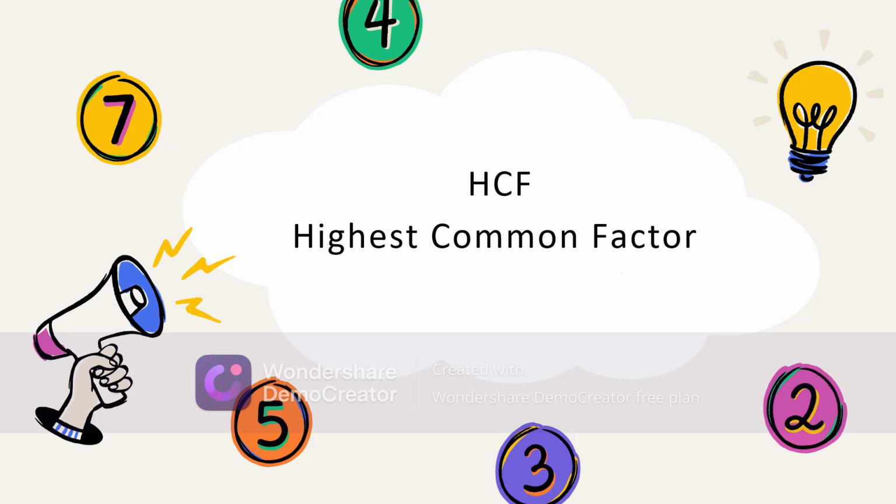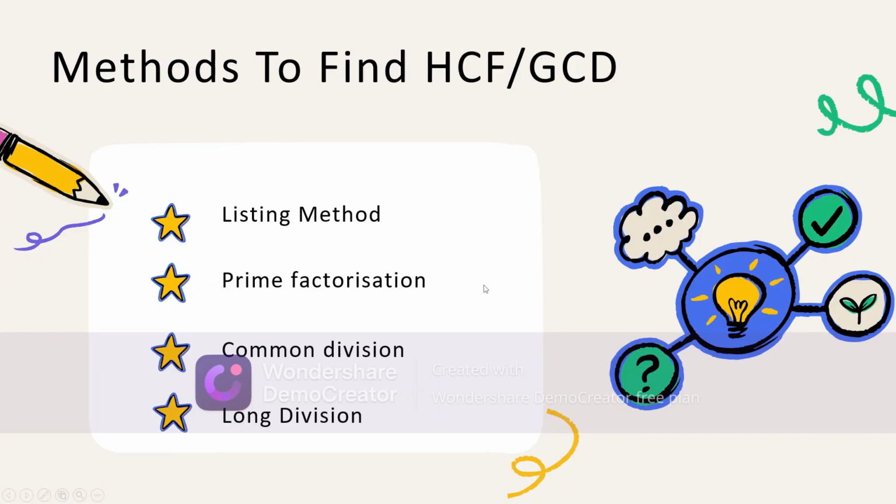Today we are going to learn how to find the highest common factor, that is HCF, or GCD, that is greatest common divisor, of two numbers or three numbers. There are different methods to find it. The first method is the listing method. The second method is prime factorization. The third method is common division, and the fourth method is long division.